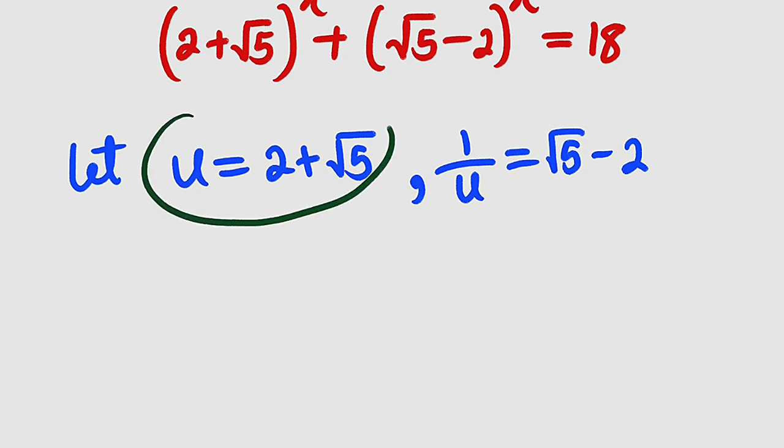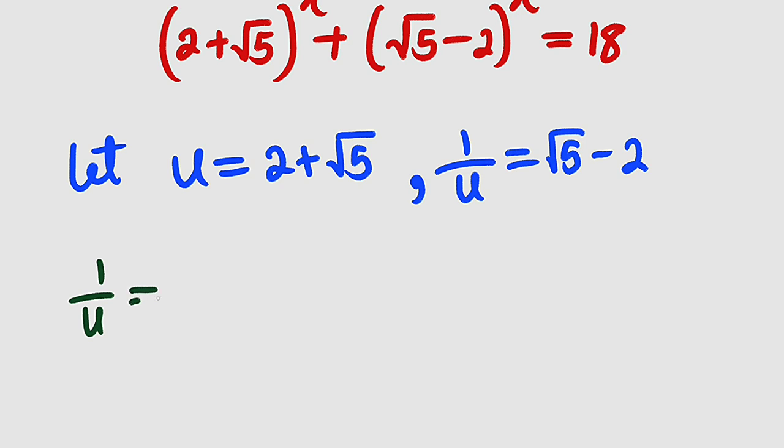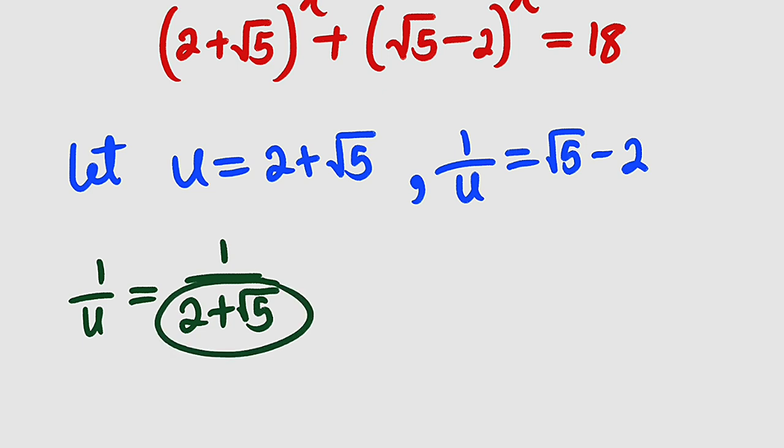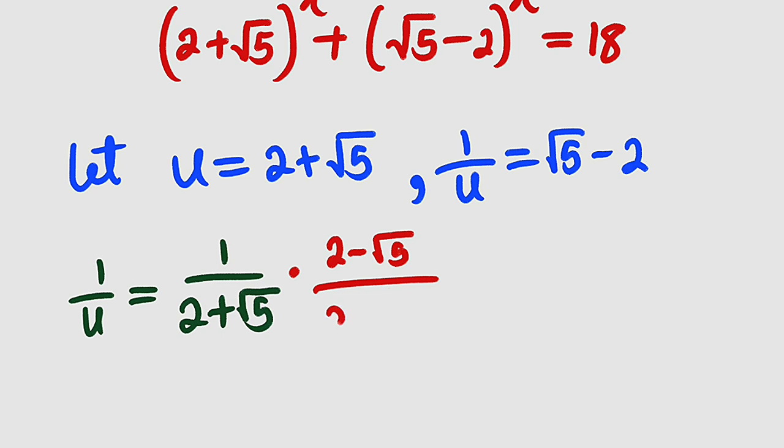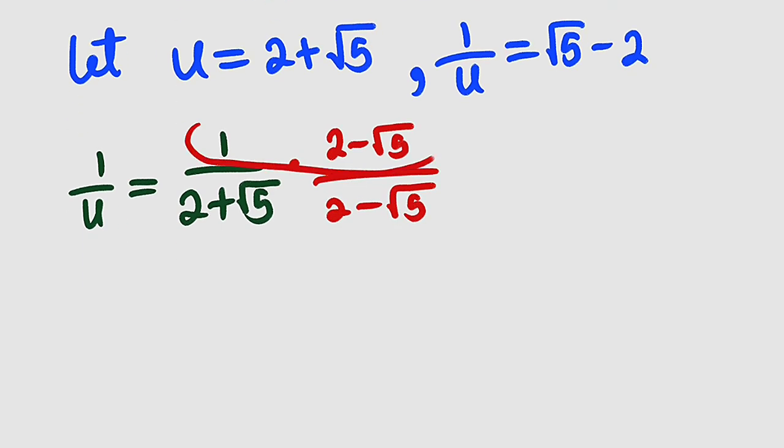If you take the reciprocal of both sides of this equation, you're going to get 1/u equal to 1/(2 + √5). But I would like to rationalize the bottom by multiplying the top and the bottom by the conjugate of the bottom. The conjugate will be 2 − √5, right? So if you multiply the top, you're going to get 2 − √5.